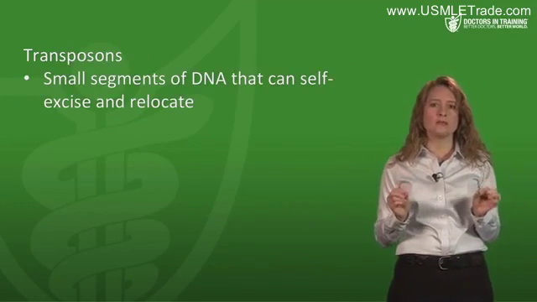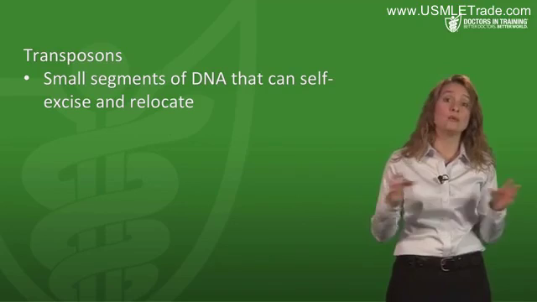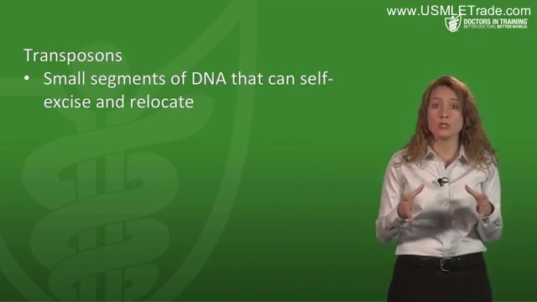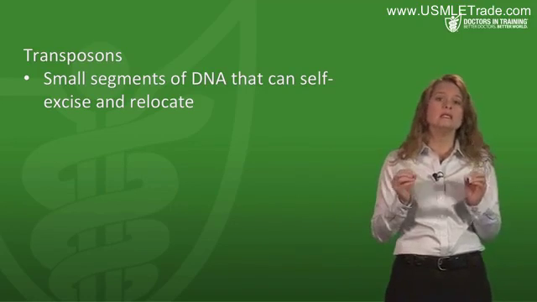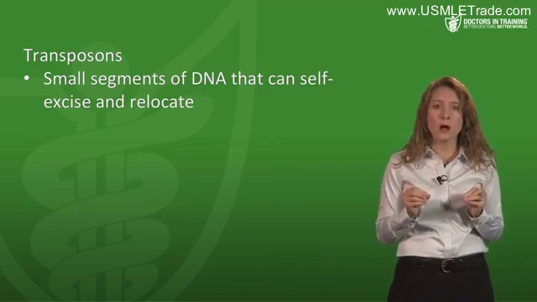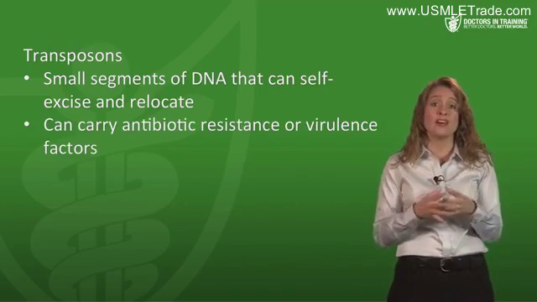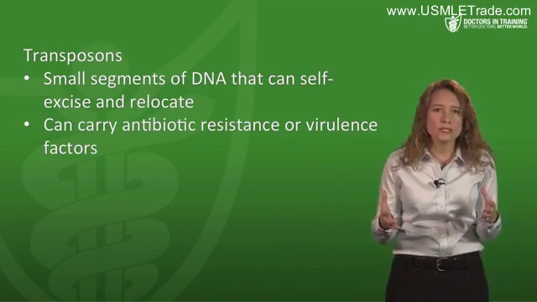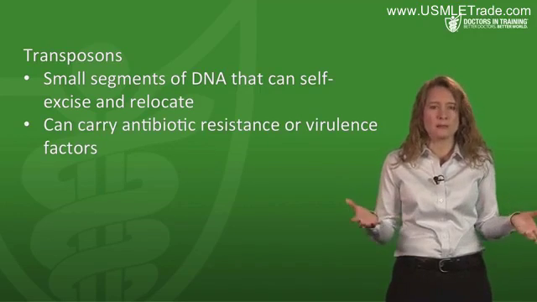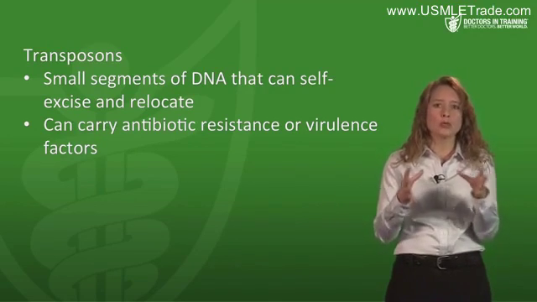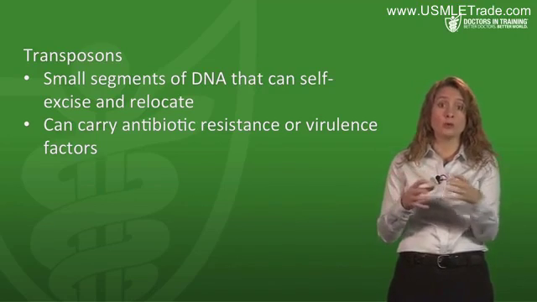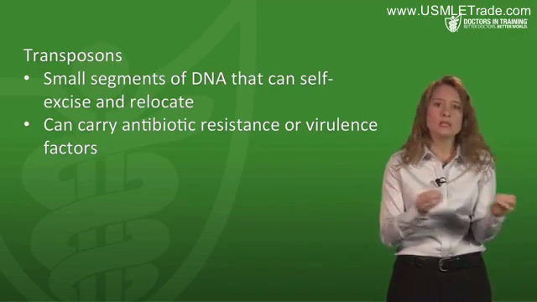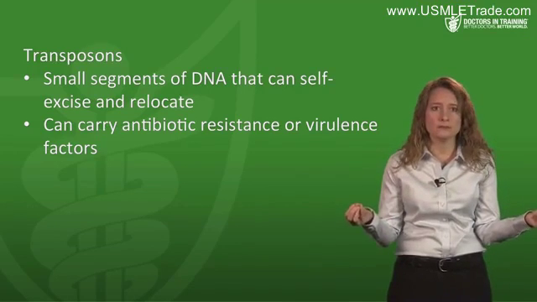These are small segments of DNA that can self-excise and then relocate to another place on the chromosome. They can also relocate to a different chromosome altogether or to a plasmid. Some transposons are very small and carry minimal information. Others can carry antibiotic resistance or virulence factors. So how do you think that transposons could be responsible for spreading antibiotic resistance? Well, if the transposon was relocated from a chromosome to a plasmid, you can see how that gene coding for antibiotic resistance could then be spread to other bacteria via conjugation.